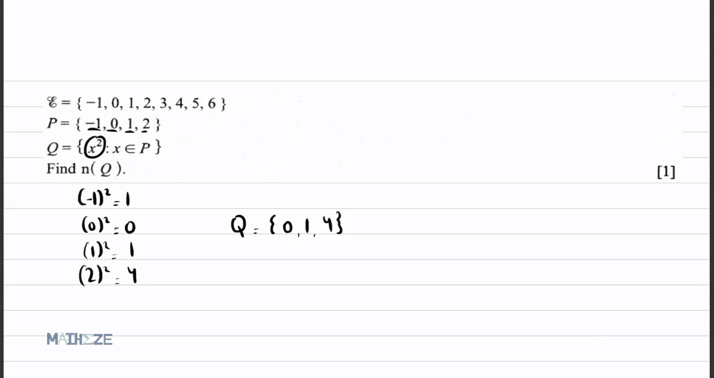Will you write 1 twice? No, because set P and Q both should be from universal set. And how many ones are present in universal set? Only one. Now, how will you get n of Q? N of Q will be 3. Got this, guys?